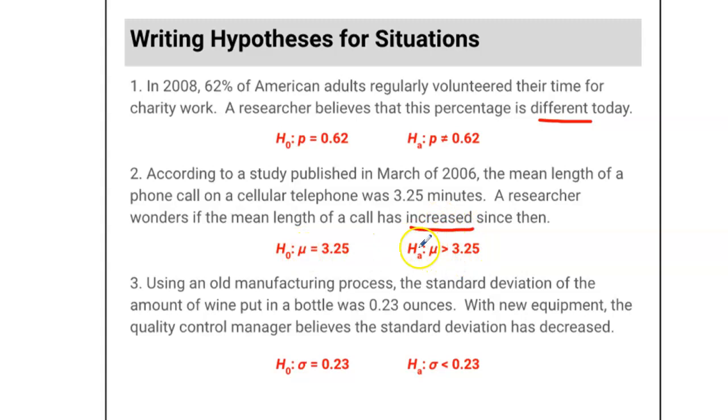The reason I'm using mu here is because we're now talking about the mean length. Mean, right? So the population mean is mu. The reason that we used p here is because 62%, that's a proportion, so we're talking about p.